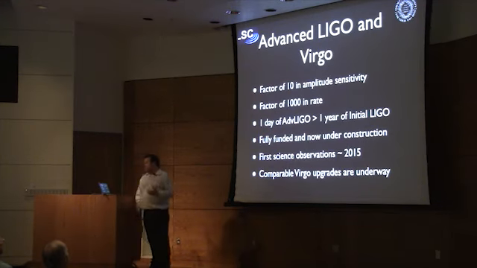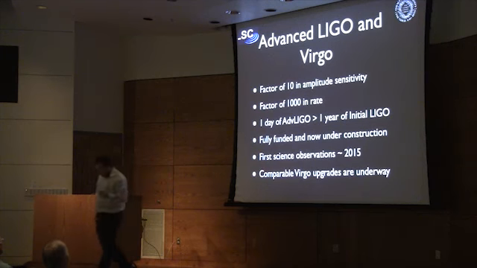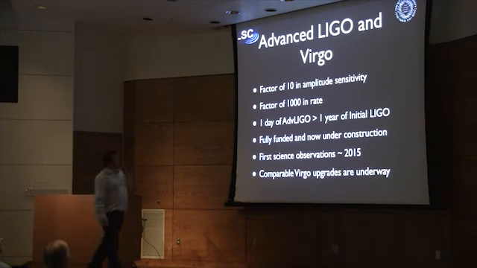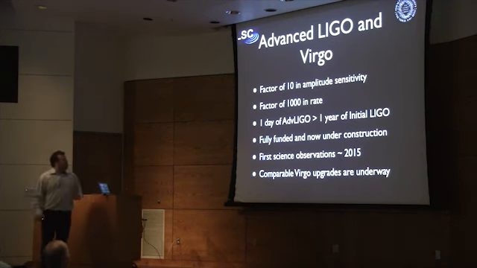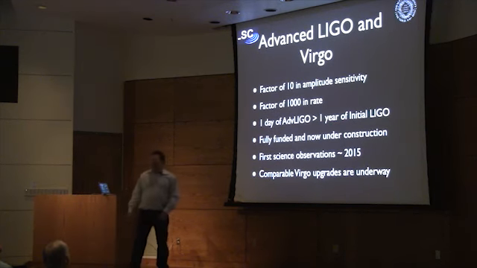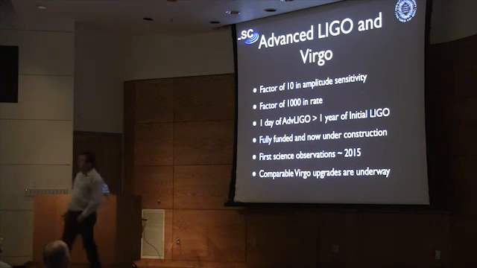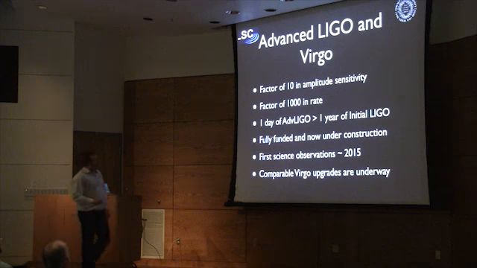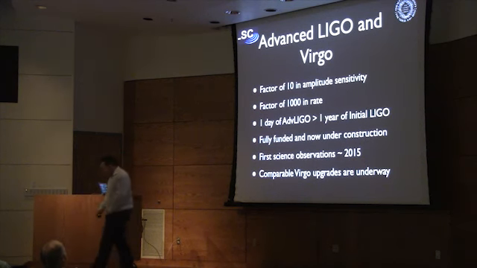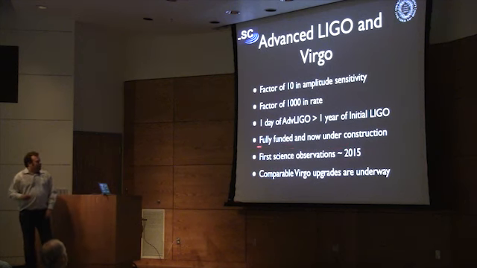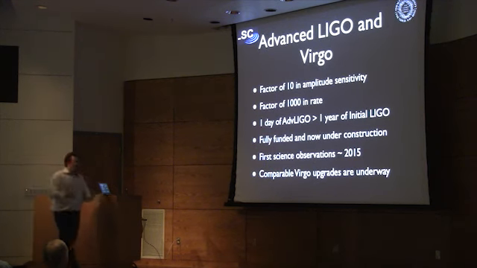But Advanced LIGO and Virgo are the detectors that will open a new window on the universe. A factor of 10 in amplitude sensitivity translates to a factor of 1,000 in rate. One day of Advanced LIGO is worth more than a year of initial LIGO data, given the increase in sensitivity. They're fully funded by the National Science Foundation and are under construction right now. I showed you a picture of one of the Advanced LIGO mirrors going in. And we expect we're going to have another process of getting them installed and beating down the noise.